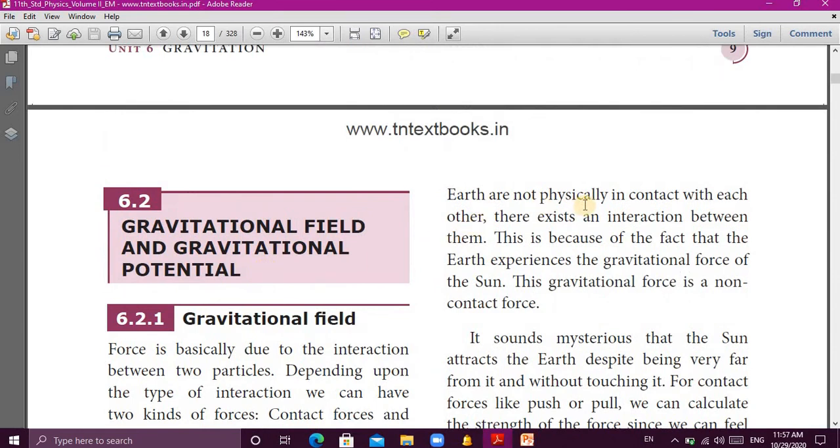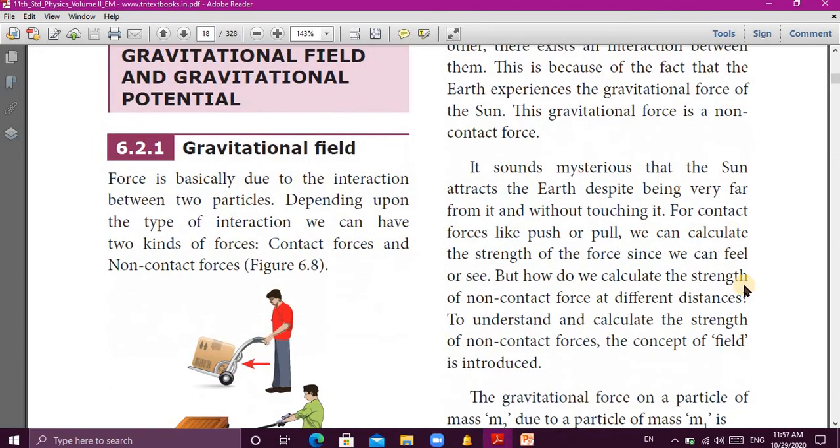Non-contact force means the two objects are not physically in contact with each other, yet there exists an interaction between them. This is because of the fact that the earth experiences the gravitational force of the sun. This gravitational force is the non-contact force.